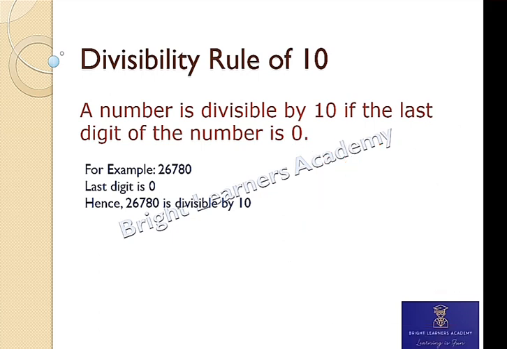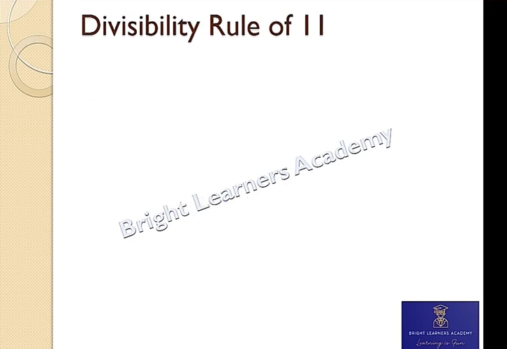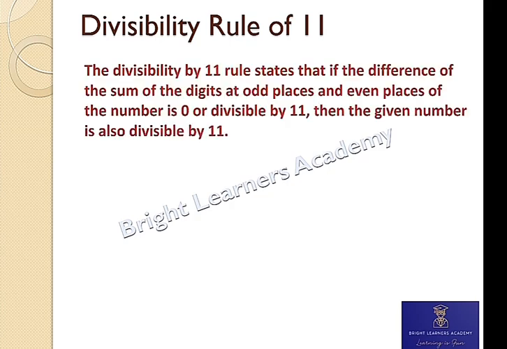Now let's discuss the divisibility rule of 11. This divisibility is not difficult, but yes, I can say it's a little bit lengthy, but it's not difficult. So just follow the 3 steps, then it would be simple for you. The divisibility by 11 rule states that if the difference of the sum of the digits at odd places and even places of the number is 0 or divisible by 11, then the given number is also divisible by 11. Let's see how.